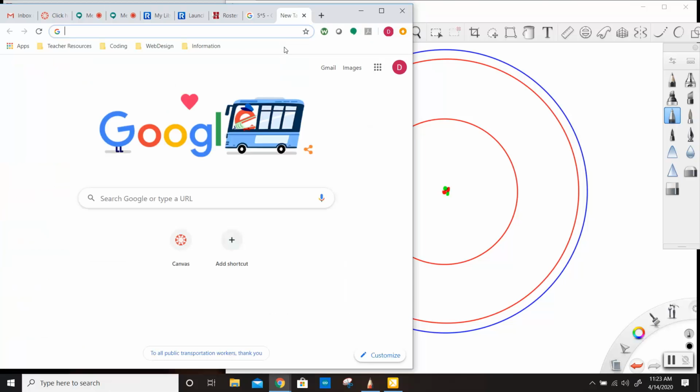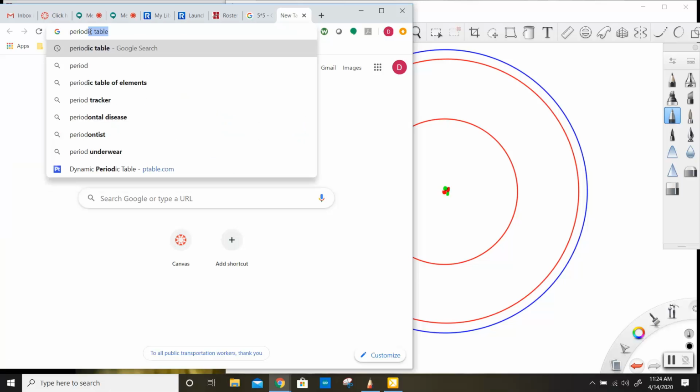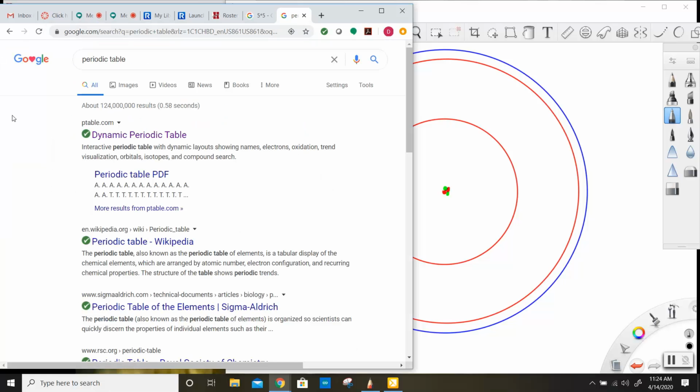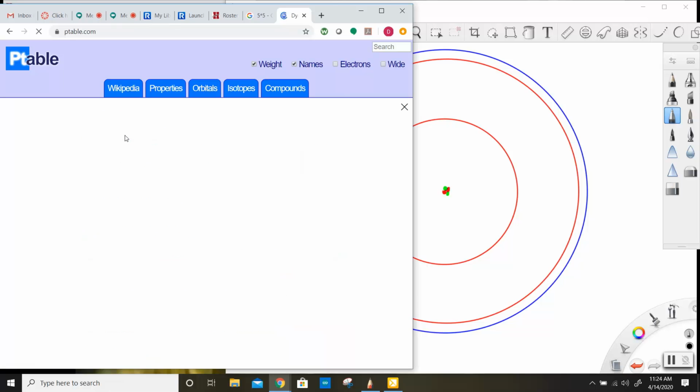Let's look at the periodic table, and I want to ask the questions. I like this dynamic periodic table. I showed you a picture of it, but really you should go to the site. It's actually pretty amazing.